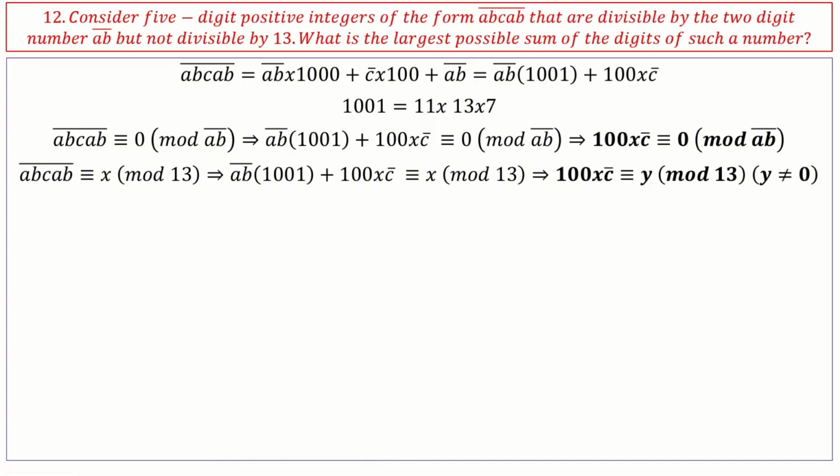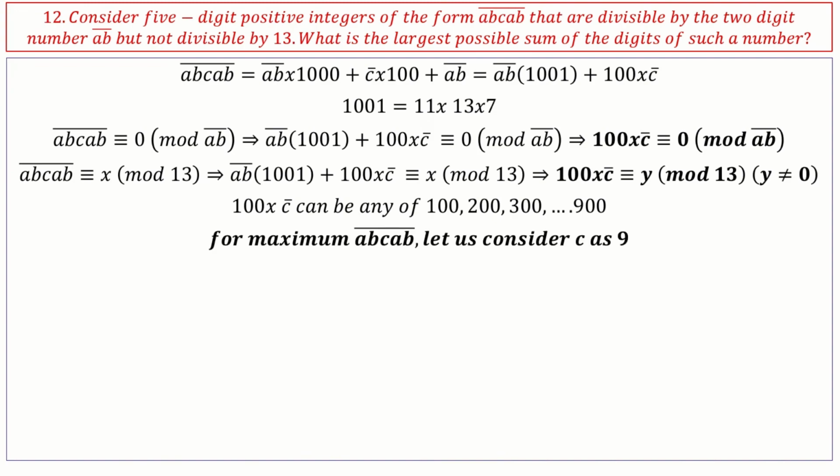Now he is asking the maximum possible sum of the digits. So let's take C as the maximum value. 100 times C can be any of 100, 200, 300 up to 900. C can be only those values. Now if I take C equal to 9, which is the maximum value, so let us consider C as 9. Now 900 is not divisible by 13, and 900 should be divisible by AB, right? So 900 is congruent to 0 mod AB.